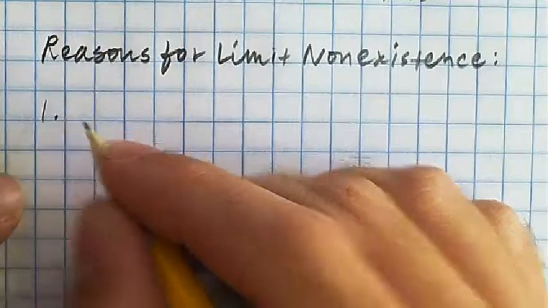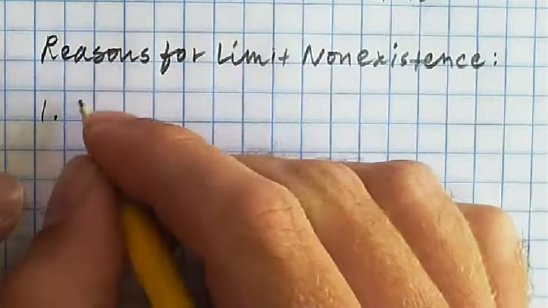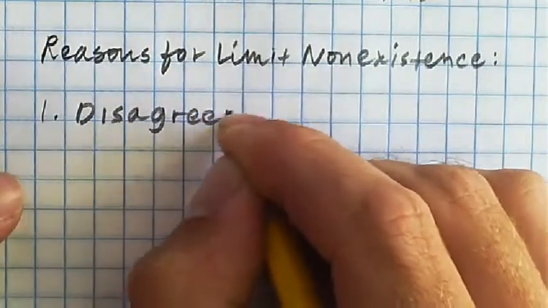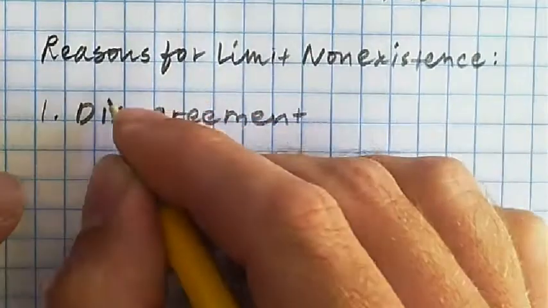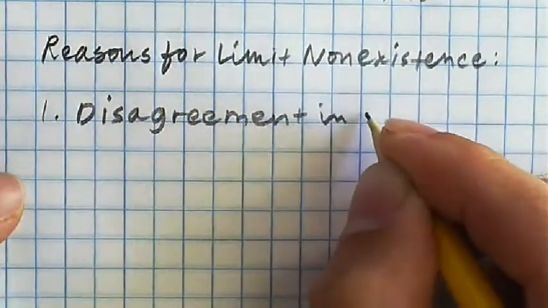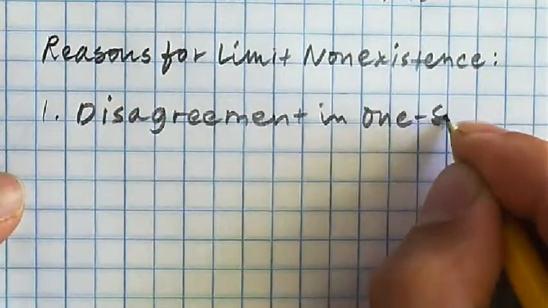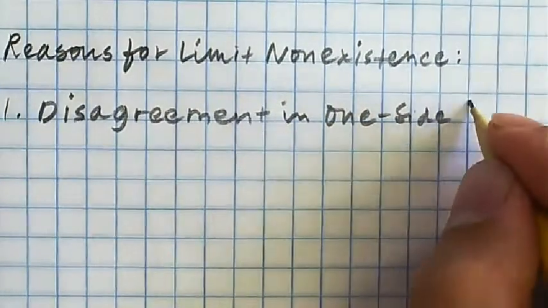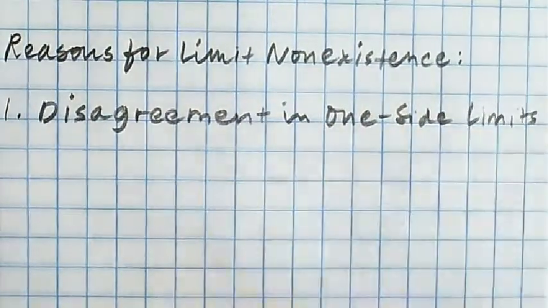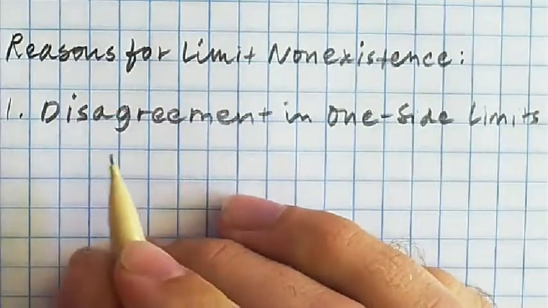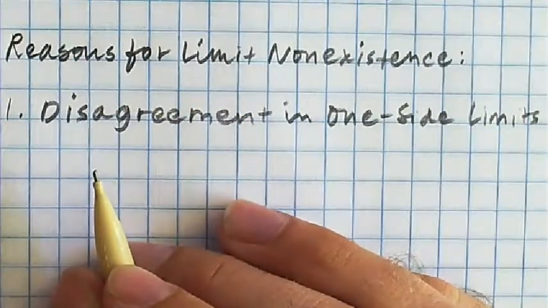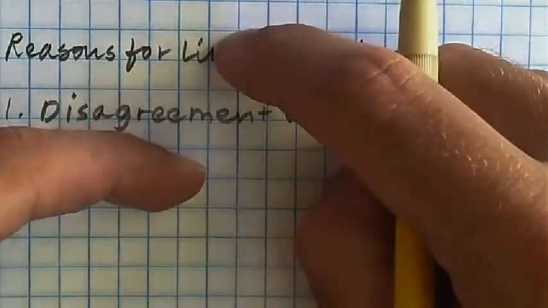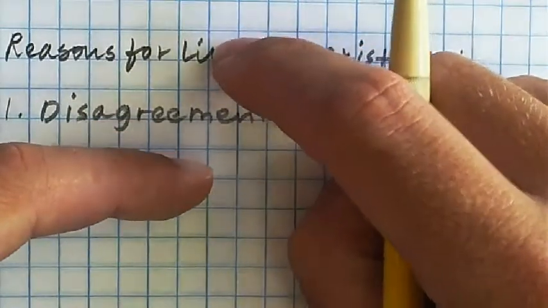disagreement in one-sided limits. We already saw that. Disagreement in one-sided limits. And that's basically what we've seen as a jump discontinuity. That is the hallmark of a jump discontinuity, that we've got 2 different pieces and they are not meeting up with each other. So that's really what we have, disagreement in one-sided limits.